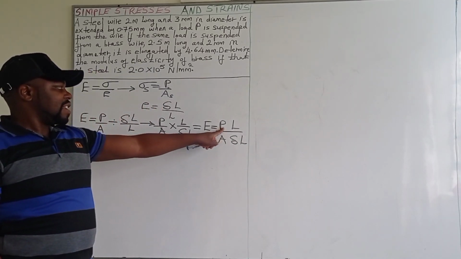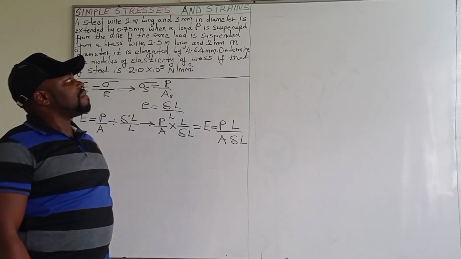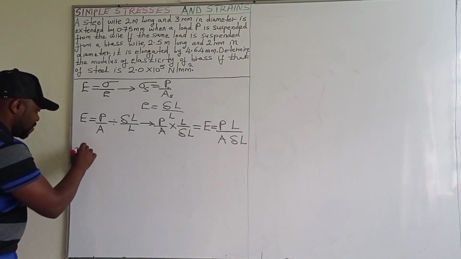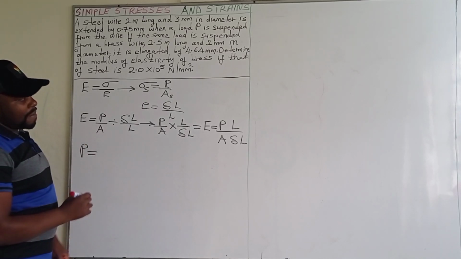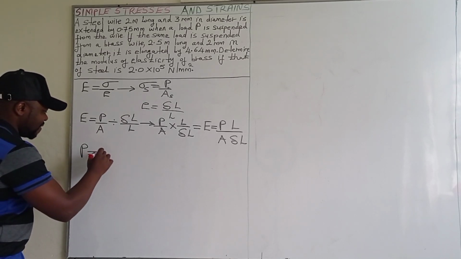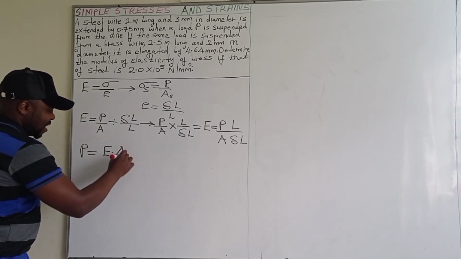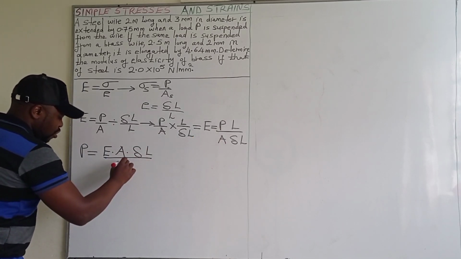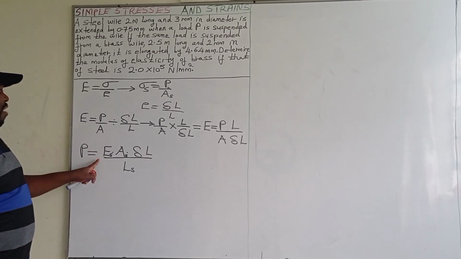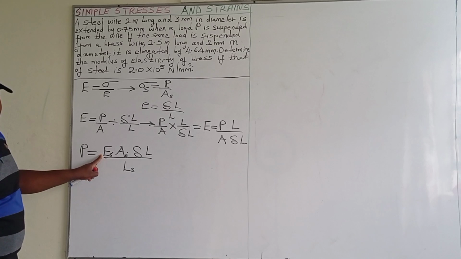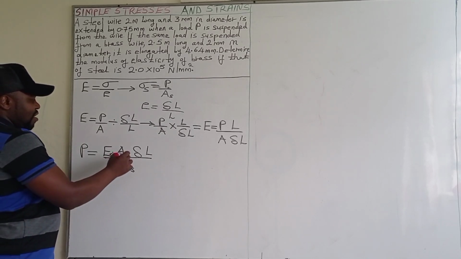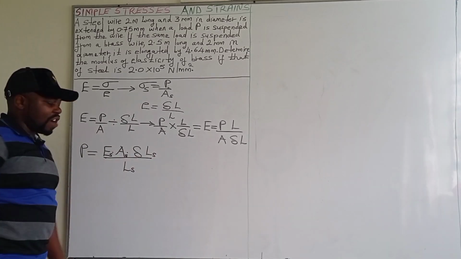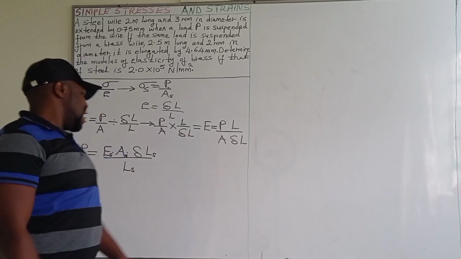We need to make P the subject since we don't have the value of the load. When we make load P the subject, we have Young's modulus of elasticity times area times change in length divided by the original length. We are going to use the Young's modulus of elasticity of steel, multiply by the cross-sectional area of steel, the change in length in steel, and divide by the original length of the same steel.